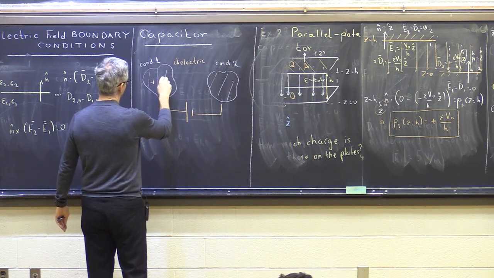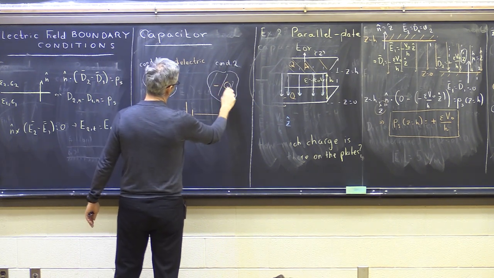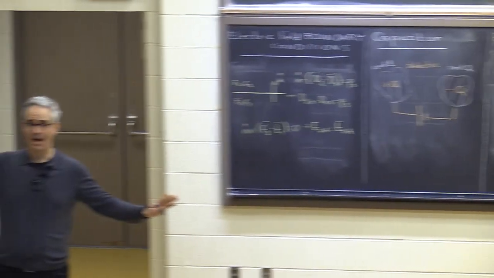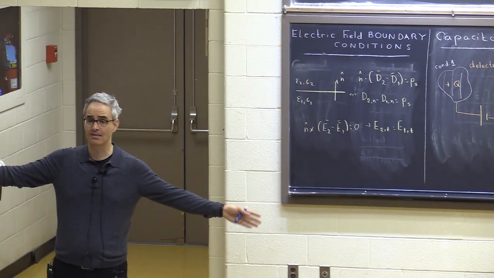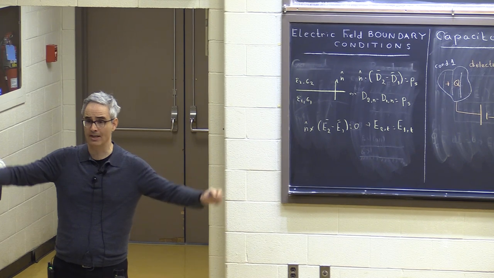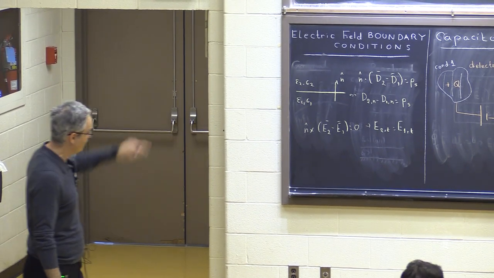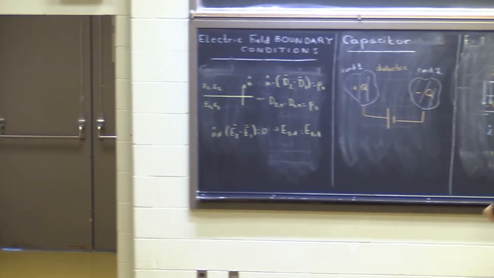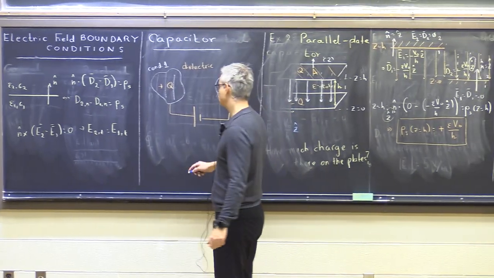So I put a voltage source, I charge the one with Q and the other with minus Q by charge conservation. So before I turn on the voltage source, this system is neutral. After I turn on the voltage source, the system has to remain neutral by charge conservation. Therefore, if I see plus Q on the one conductor, I will see minus Q on the other conductor.